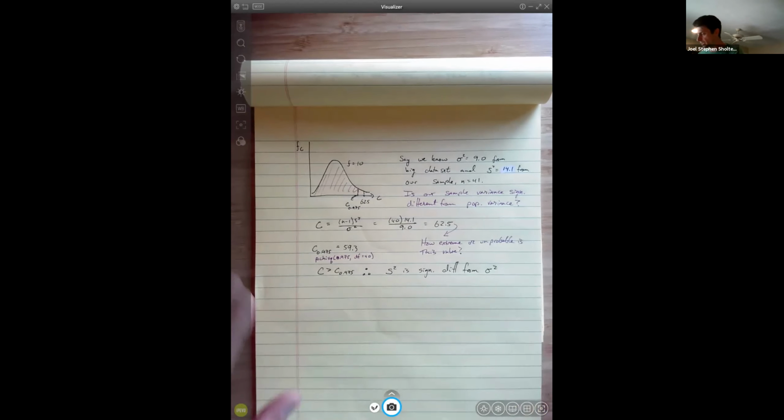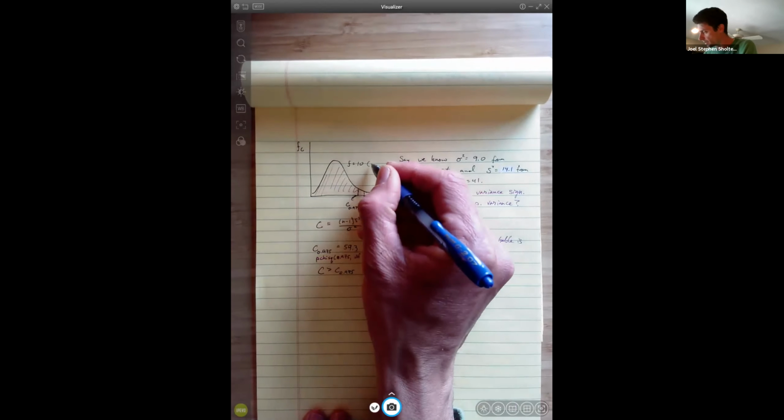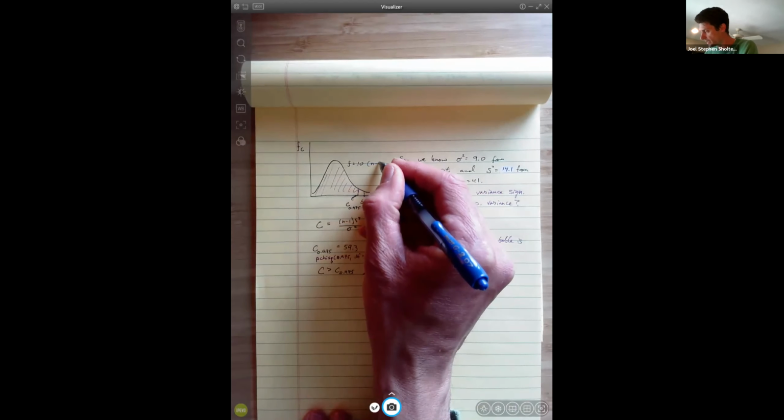So what does that look like? Well, here's the chi-square distribution. Again, it's a function of degrees of freedom, n minus 1.